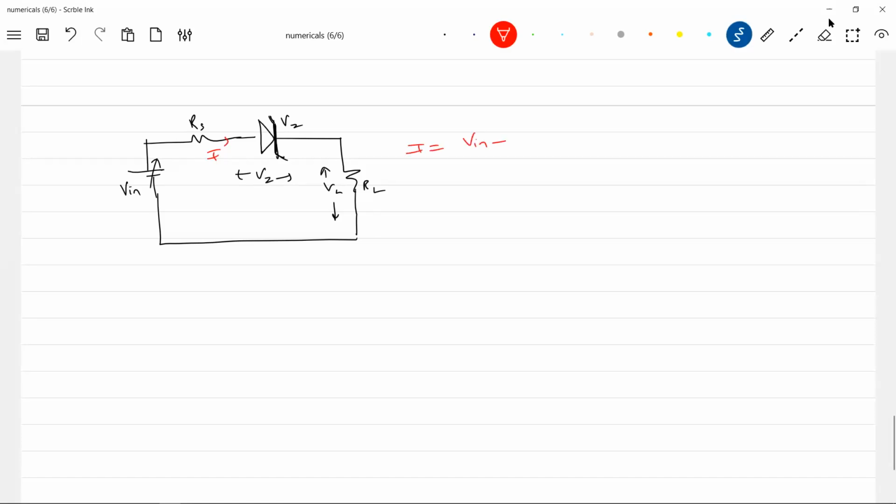V in minus VZ minus VL. Oh, I'll write one loop equation, it will be much easier. V in minus I into RS minus VZ minus I into RL equals 0. So what is I equal to? I equals V in minus VZ by RS plus RL. Check it now. If V in fluctuates, VZ is constant, RS is constant, so I will increase. If I increases, with RL constant, so VL is equal to what?